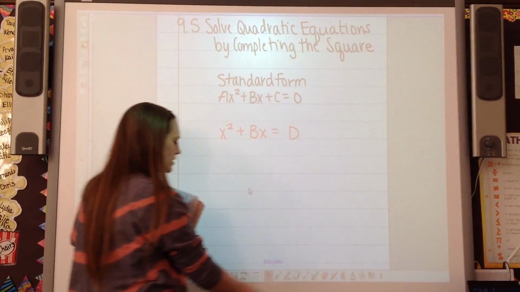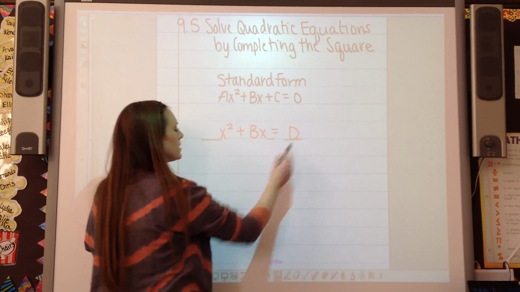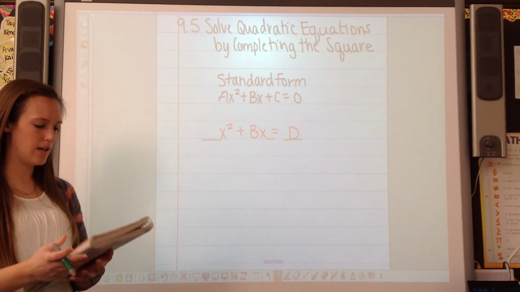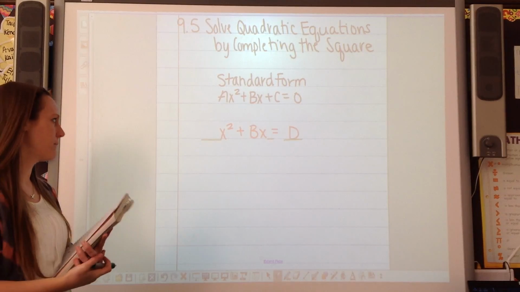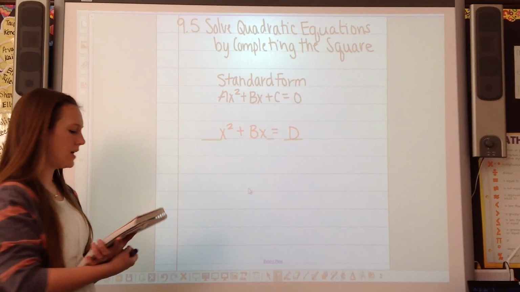So two things you need to notice. No a term, that missing c term, and then the 0 to the right is now a number, most of the time. To complete this method, I have a little phrase for you to say.